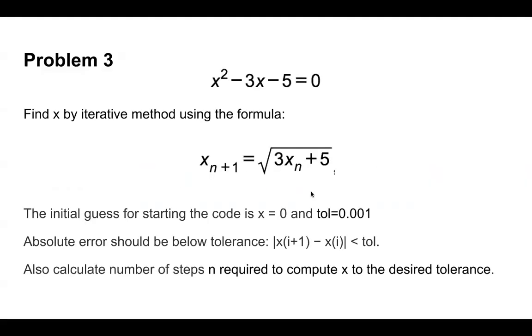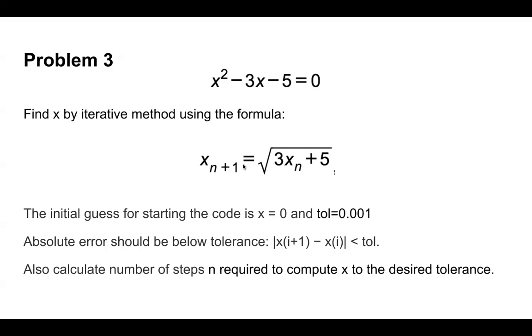So this is like an iterative method, just like we saw how to calculate the square root of 2. Here we have an expression x square minus 3x minus 5. The root of this expression, that is x, can be found using this iterative method. The initial guess of x should be 0, and the tolerance that you take.